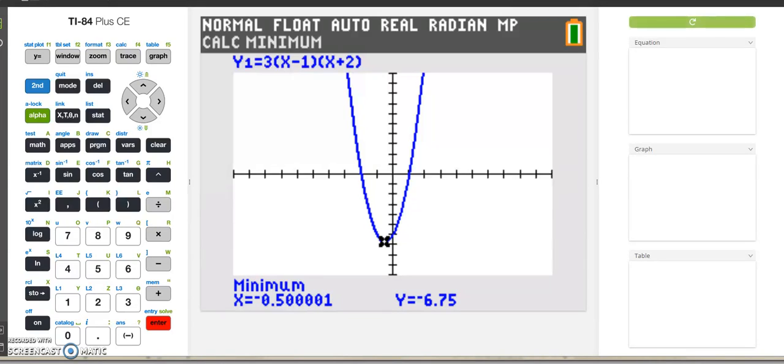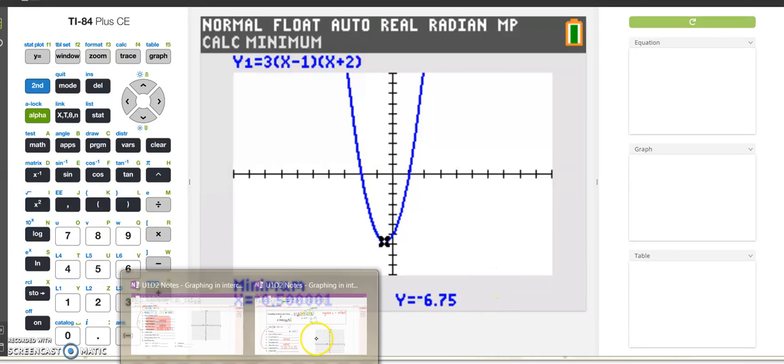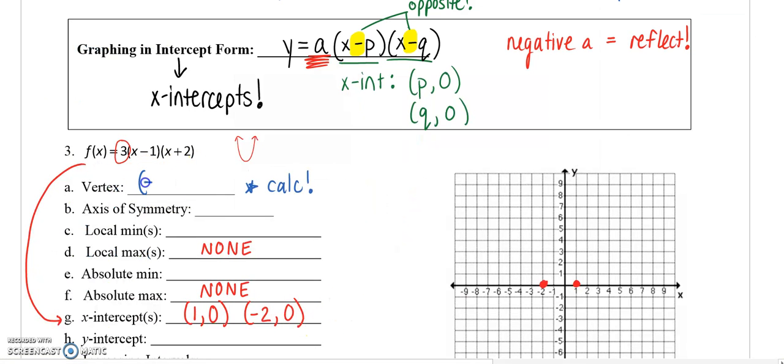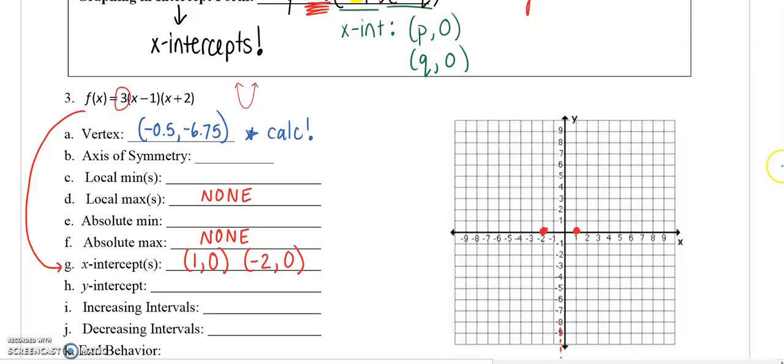Alright, now if you ever get decimals, not a big deal. Just round to 2 numbers after the decimal. And in this case, I don't really have to because there's only 2 numbers here. And these are a bunch of zeros, which is really just negative 0.5 then. So there's my minimum: negative 0.5, negative 6.75.